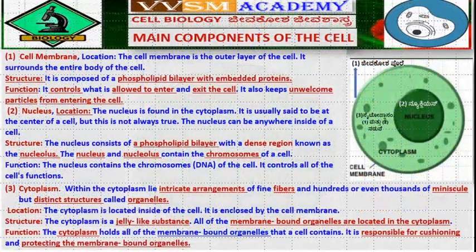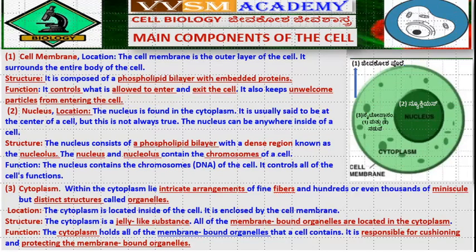Cell membrane. Location: the cell membrane is the outer layer of the cell. It surrounds the whole body of the cell. Structure: composed of a phospholipid bilayer with embedded proteins. Function: it controls what is allowed to enter and exit the cell. It also keeps unwelcome particles from entering the cell. It guards against toxins from the outside, you see. This we will discuss later.